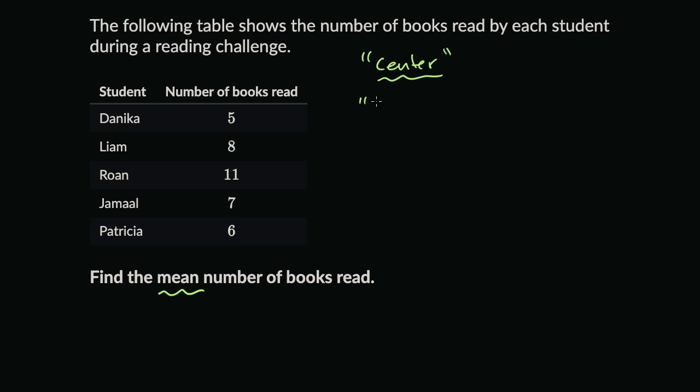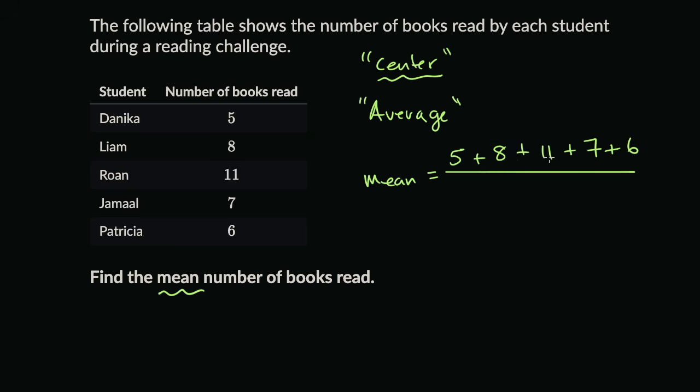In everyday language, when people say average, they're usually talking about the mean. Later on, you'll see there's other more mathy ways of defining it, but usually when people say the average, they're talking about the mean. So to calculate the mean, we essentially want to take the sum of all these numbers and divide by the number of numbers we actually have. So the mean of this data is going to be 5 plus 8 plus 11 plus 7 plus 6, and then that's going to be divided by, I have 1, 2, 3, 4, 5 data points.